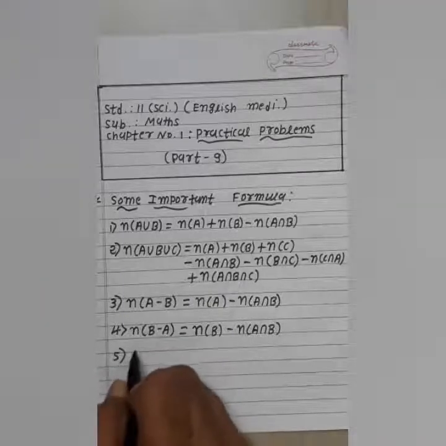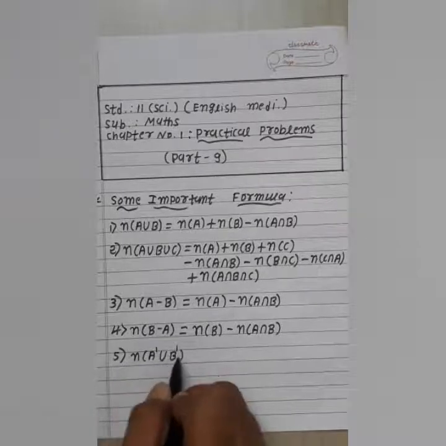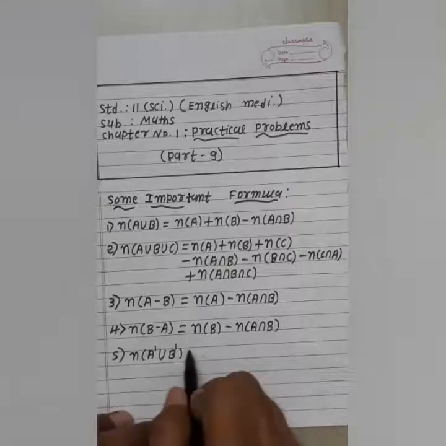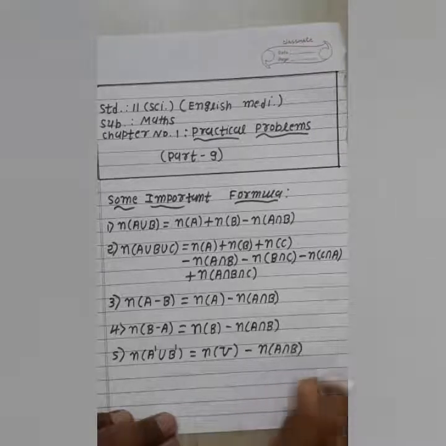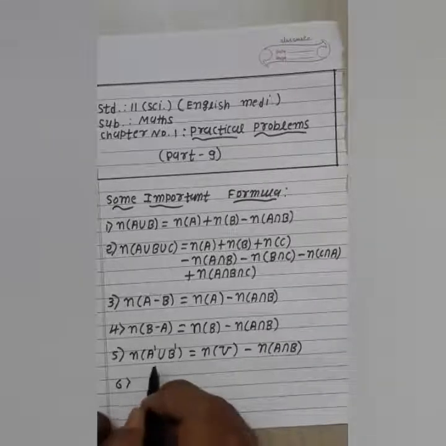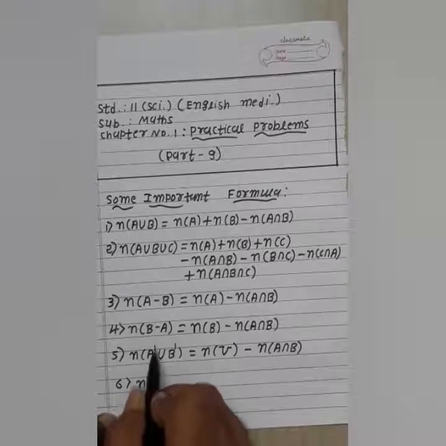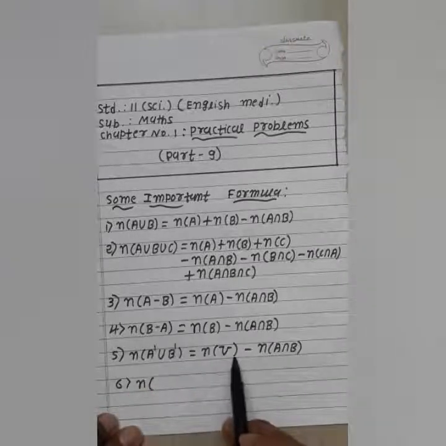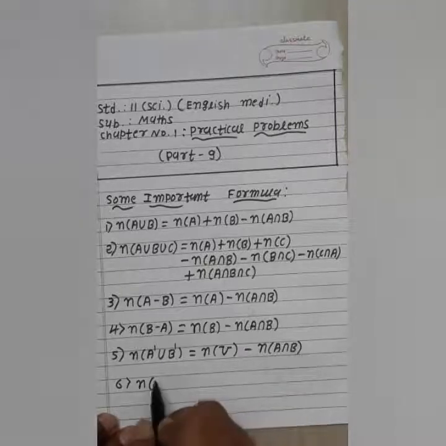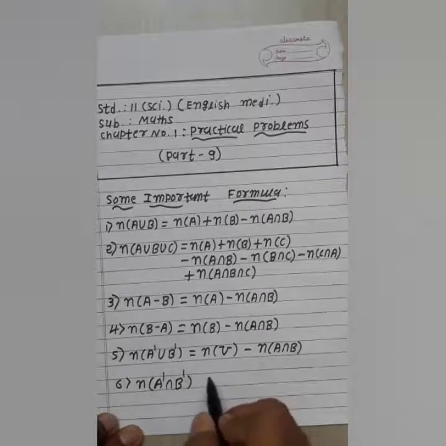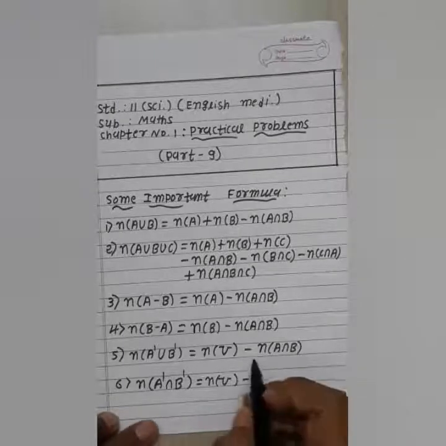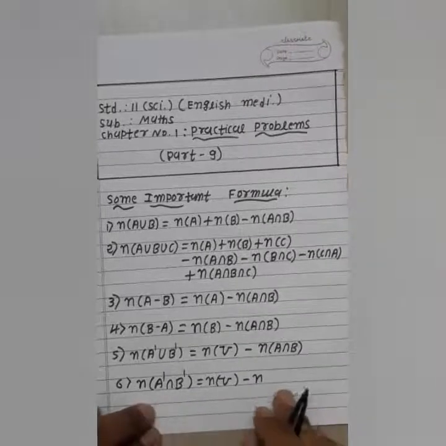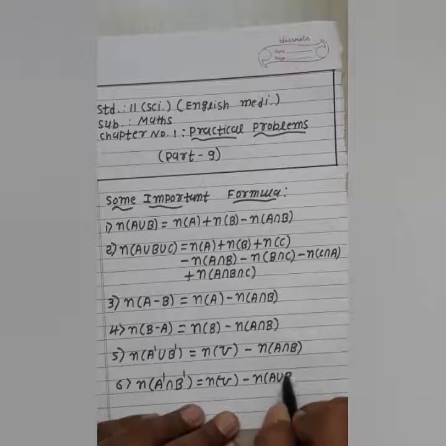Next, n of A dash union B dash. So n of A dash union B dash is equal to n of U difference n of A intersection B. And the last formula is similar. Here the A dash union B dash form is present, so n of U, the universal set, minus n of A intersection B. And for n of A dash intersection B dash, where the intersection form is present, n of A dash intersection B dash is equal to n of U universal set difference n of A union B.